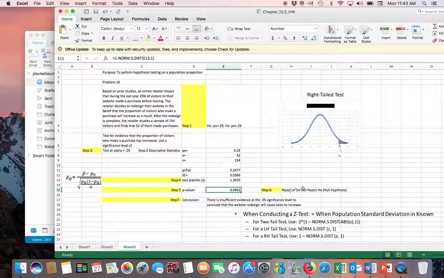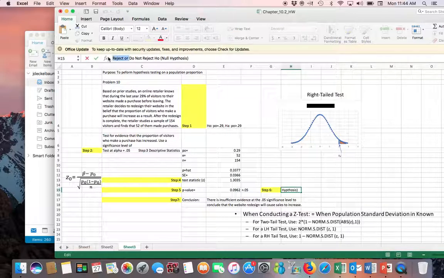Okay? Step 6 is the decision. Do we reject or do not reject the null hypothesis? Well, the significance level for this test is 0.05. 0.0962 is greater than 0.05. And because the p-value is greater than the significance level of 0.05, that means that we do not reject the null hypothesis.